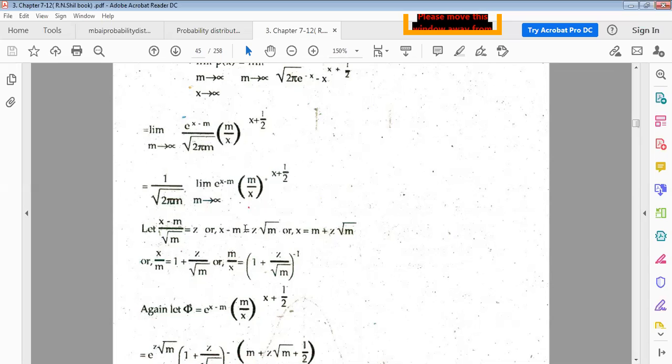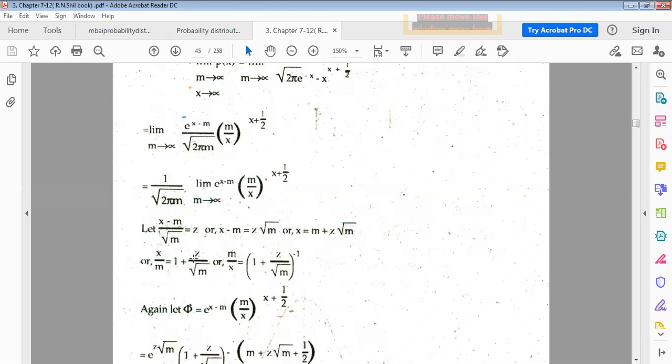Then by cross multiplication, x minus m equals root m into z, z into root m. So x can be written as m plus z root m. Just putting these values, from this parameter we get x equals m plus z into root m. Now taking x divided by m, dividing by m on both sides, we get x divided by m equals m divided by m, which is 1, plus z divided by root m, because m can be written as square root m whole square. This way the square root m and square root m will be cancelled after dividing. So z divided by root m.